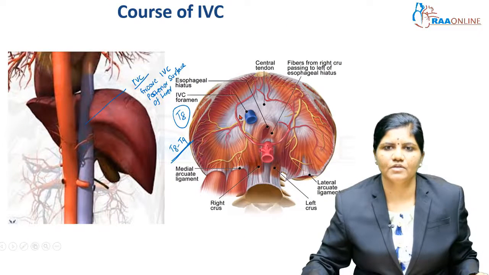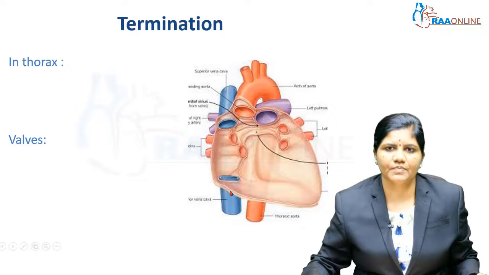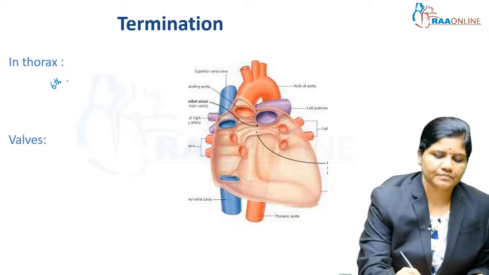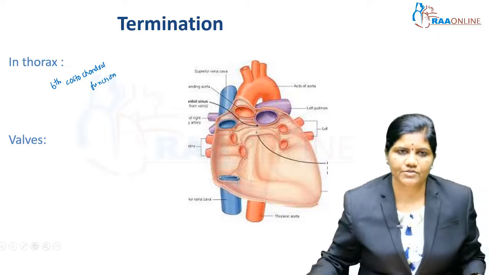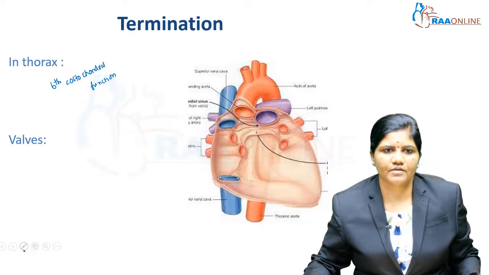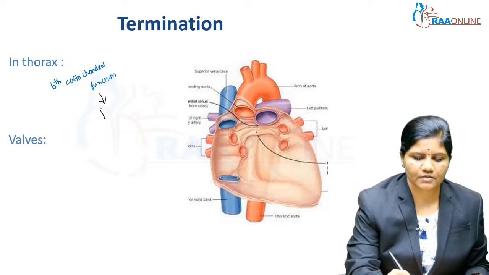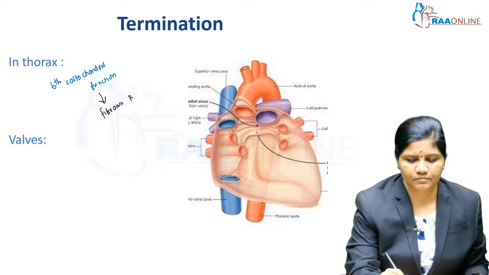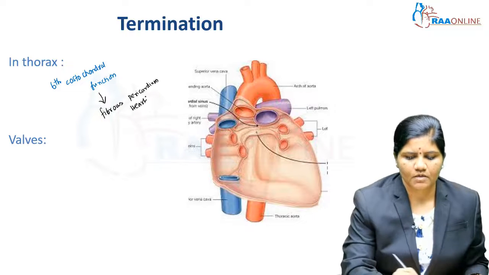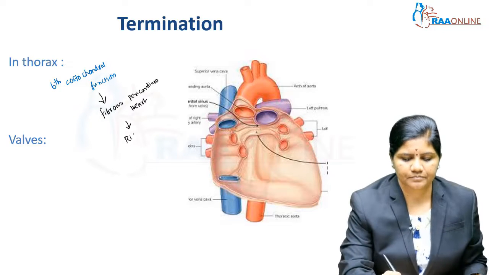This is the opening of the inferior vena cava in the diaphragm, which is present in between the median leaflet and the right leaflet of the diaphragm. Then it ascends upwards and pierces the fibrous pericardium at the level of the 6th costochondral junction. At the level of the 6th costochondral junction, it pierces the fibrous pericardium of the heart. Then it drains into the right atrium.